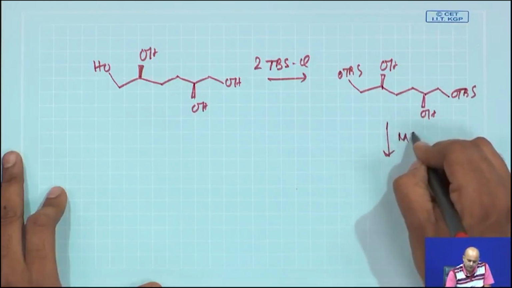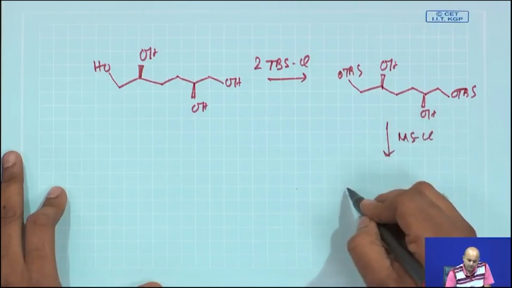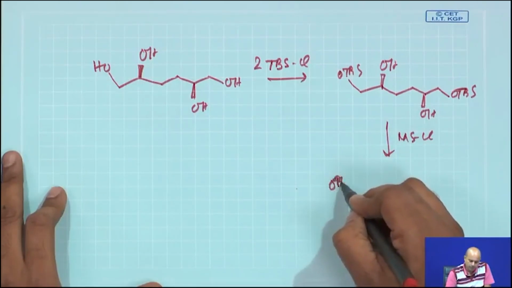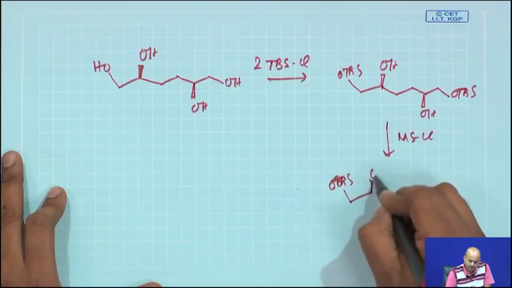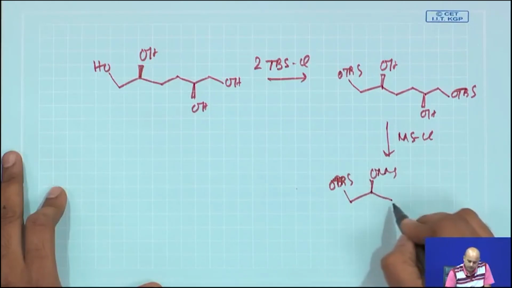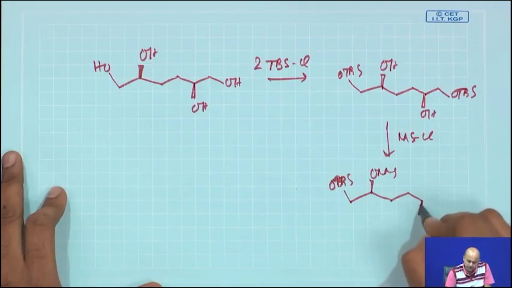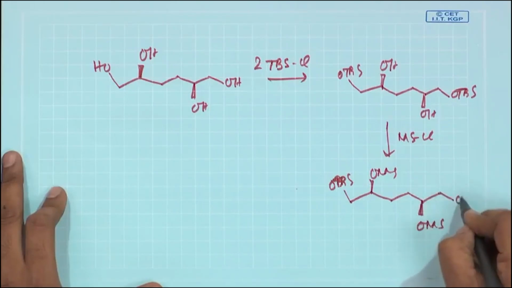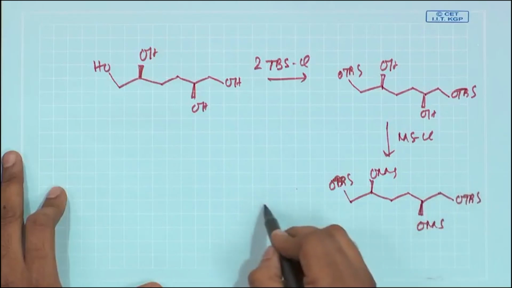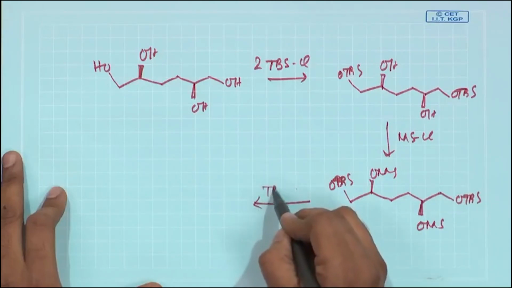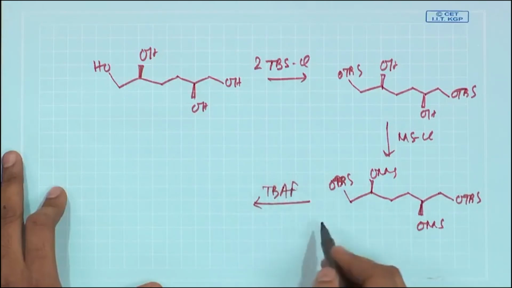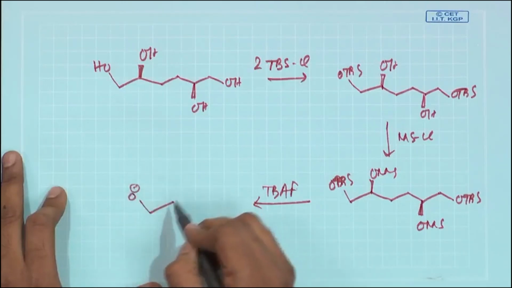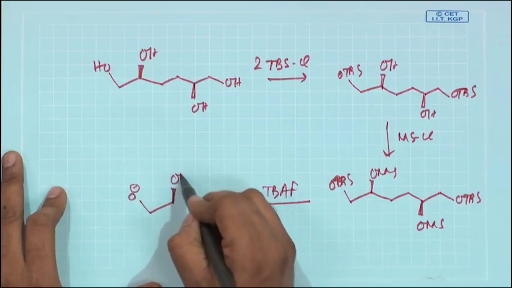You protect the secondary group as its mesylate, using mesyl chloride. Now, doing the mesylation basically helps with the secondary group, because you are making it a leaving group. Now, TBS group deprotection can be done by TBAF. Now, TBAF is basically basic in nature. So, once it deprotects, it basically gives you O minus.